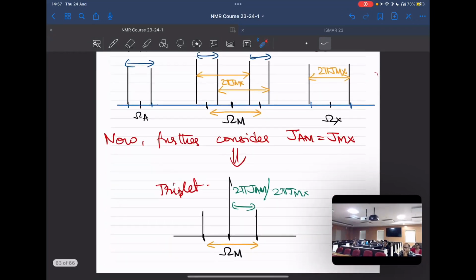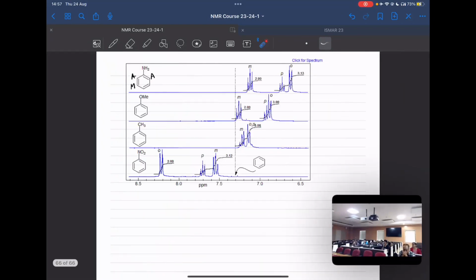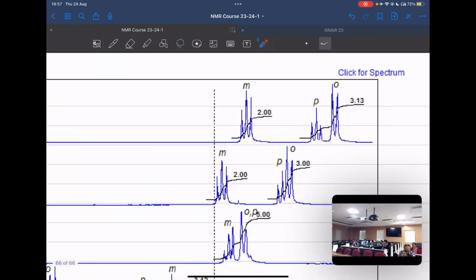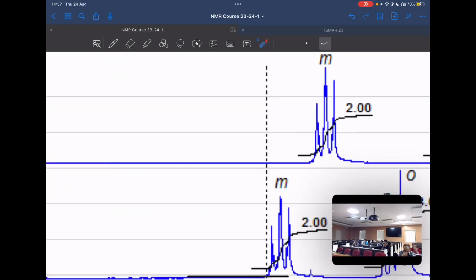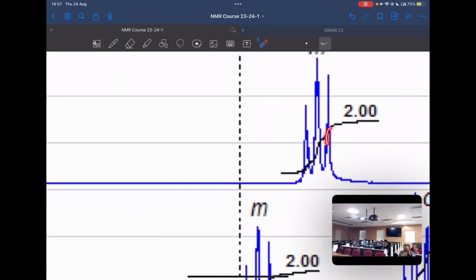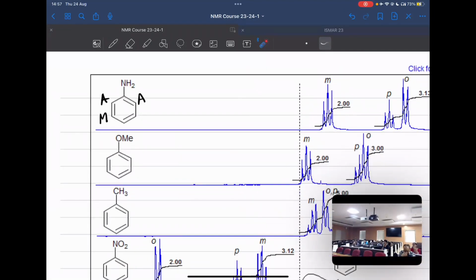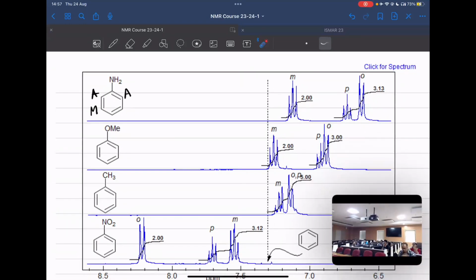But I was telling you an example where, if these two end up matching each other, you will end up seeing a triplet. And this is a nice example of the same, where I'll zoom in to show you where the meta proton ends up coming as a triplet. If you zoom in further, you'll start to see some small deviations. But for all practical purposes, let's assume that it's a triplet.